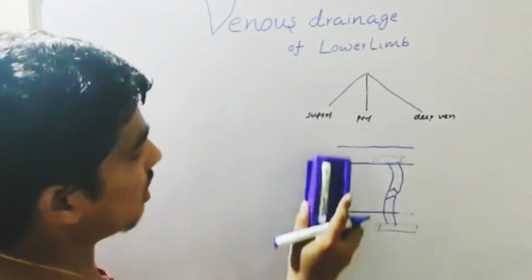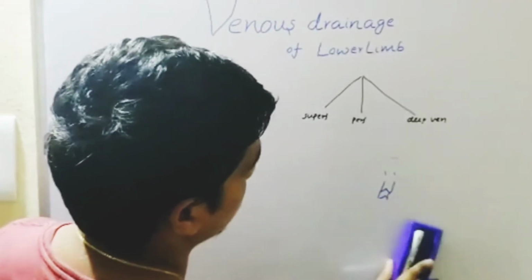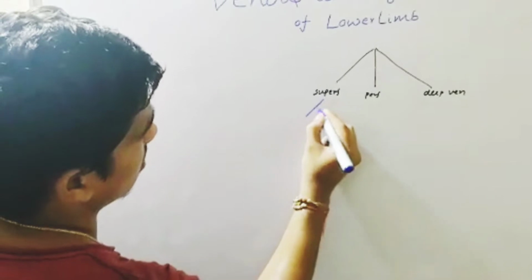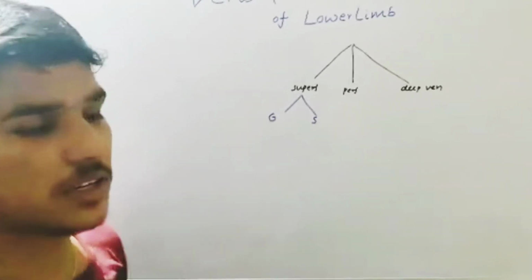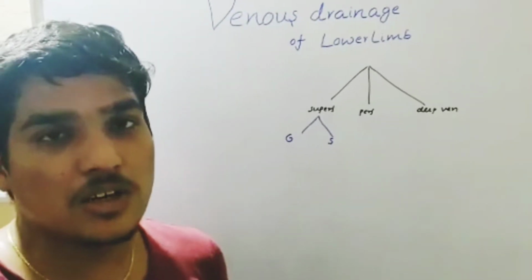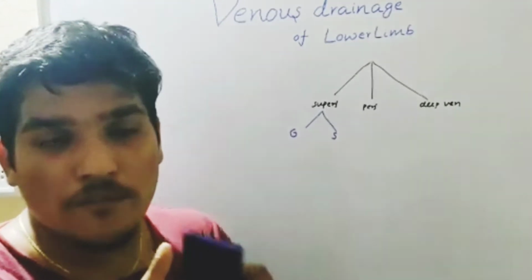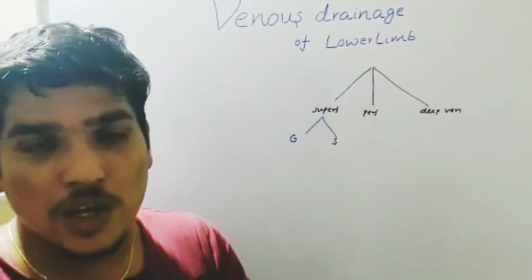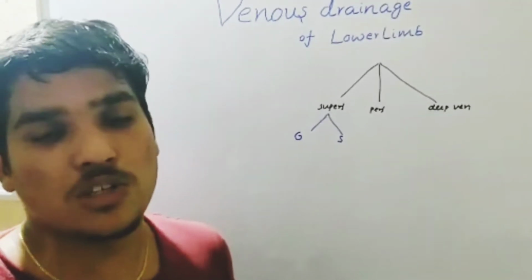So let's look into each system very clearly. The superficial venous system mainly consists of two veins, the greater saphenous vein and the smaller saphenous vein. The course of these two veins is very important clinically. To know the course, you should know two things: where it originates and where it ends. If you combine these two points, the course is automatically obtained.